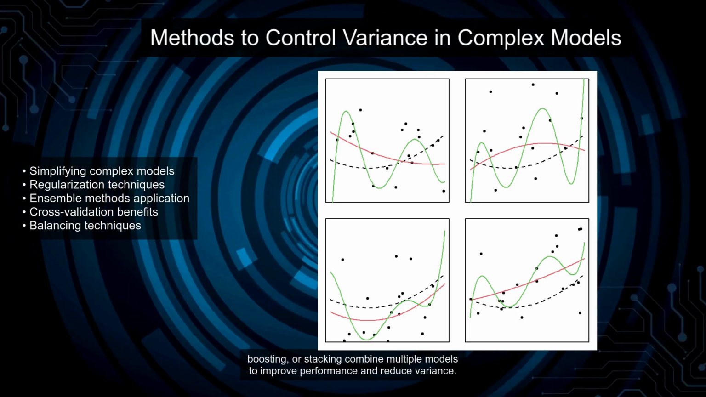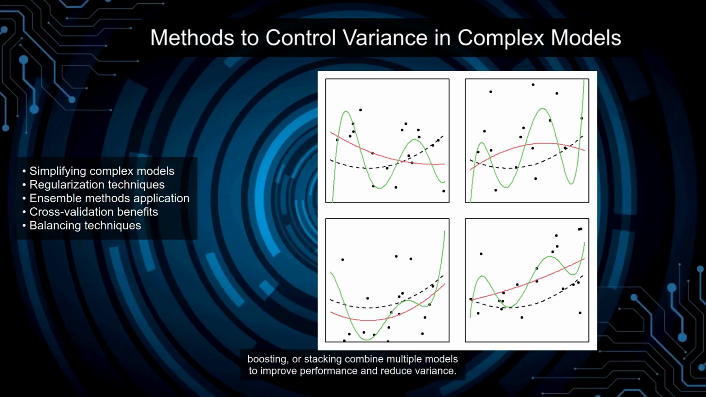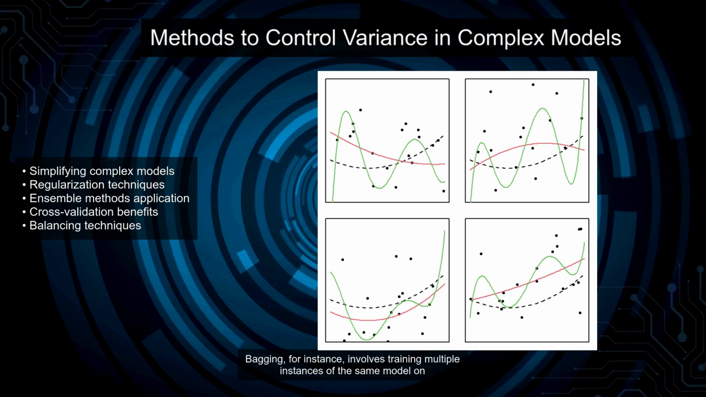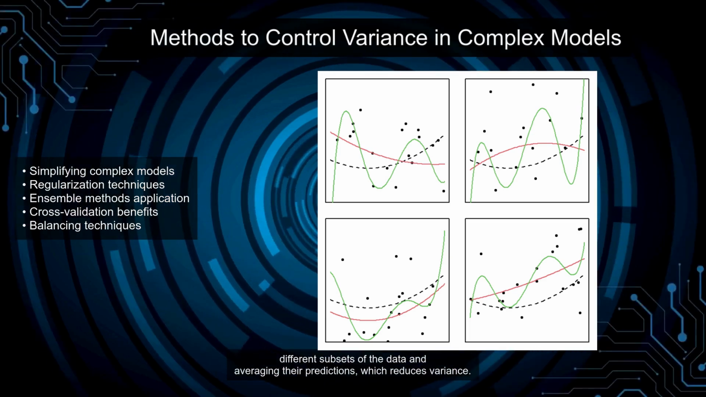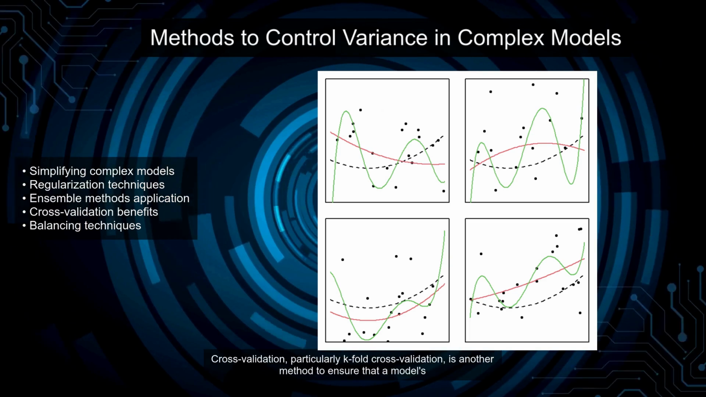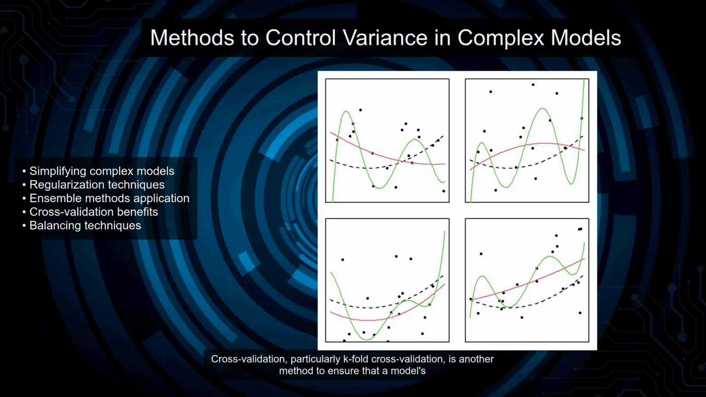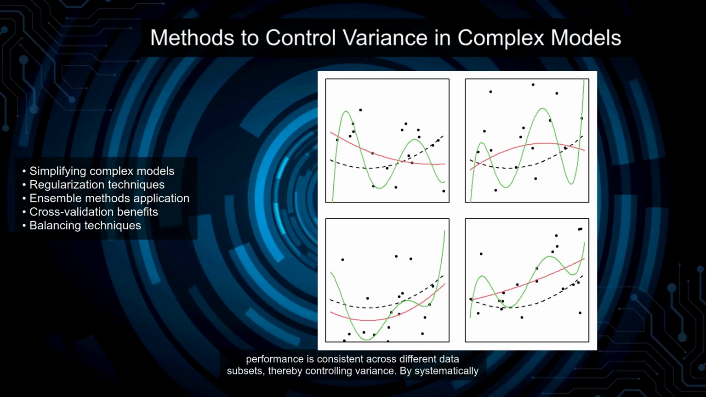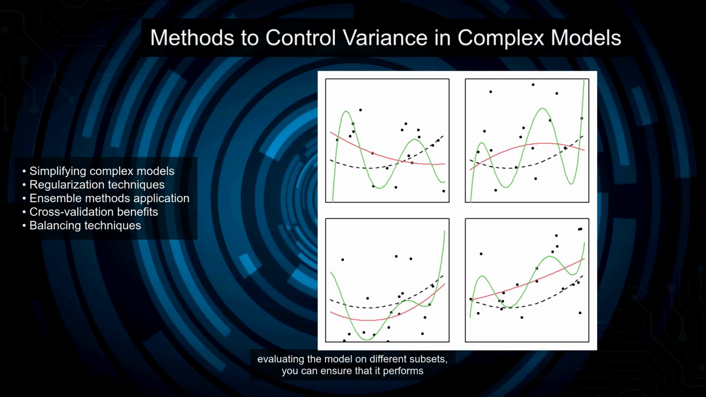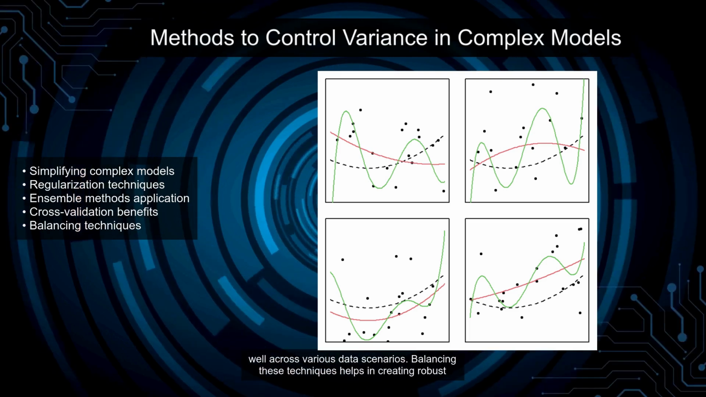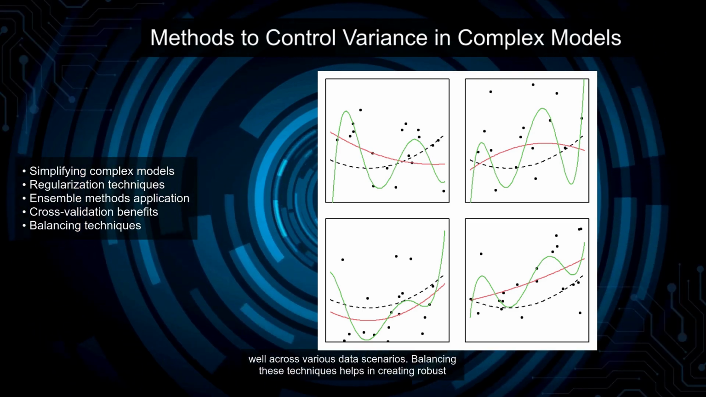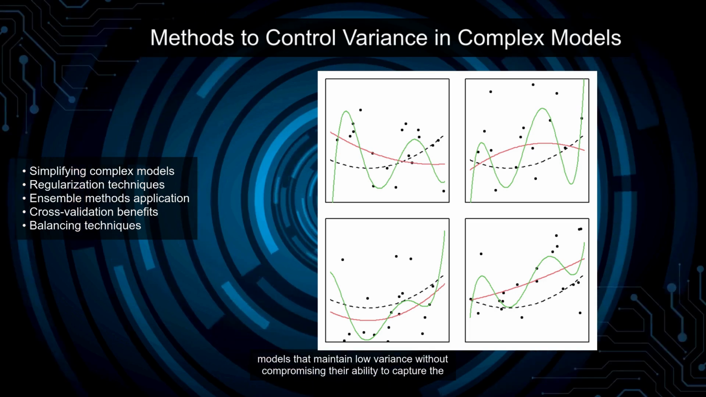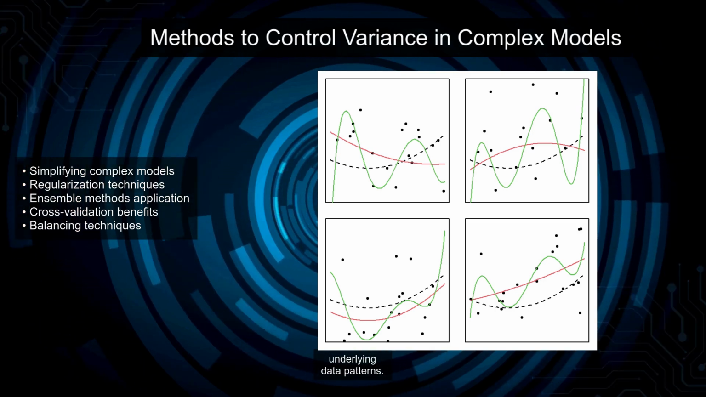Ensemble methods like bagging, boosting, or stacking combine multiple models to improve performance and reduce variance. Bagging, for instance, involves training multiple instances of the same model on different subsets of the data and averaging their predictions, which reduces variance. Cross-validation, particularly k-fold cross-validation, is another method to ensure that a model's performance is consistent across different data subsets, thereby controlling variance. By systematically evaluating the model on different subsets, you can ensure that it performs well across various data scenarios. Balancing these techniques helps in creating robust models that maintain low variance without compromising their ability to capture the underlying data patterns.